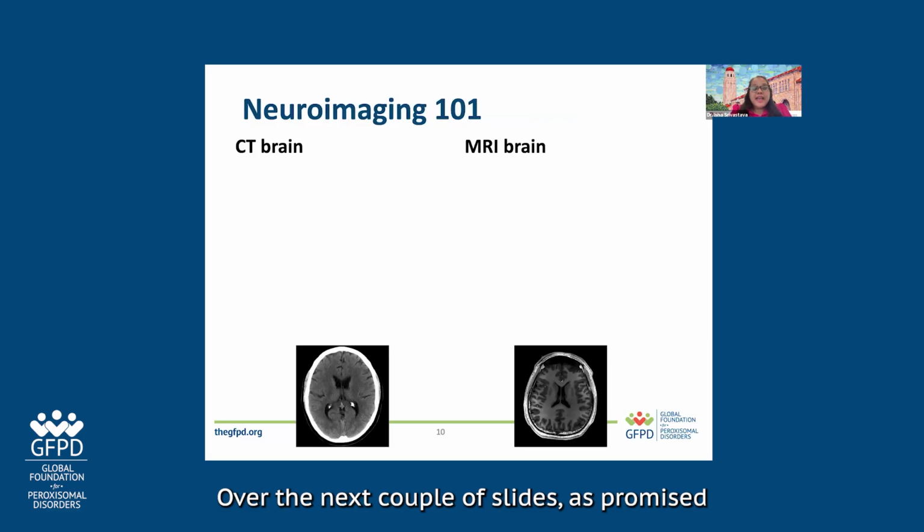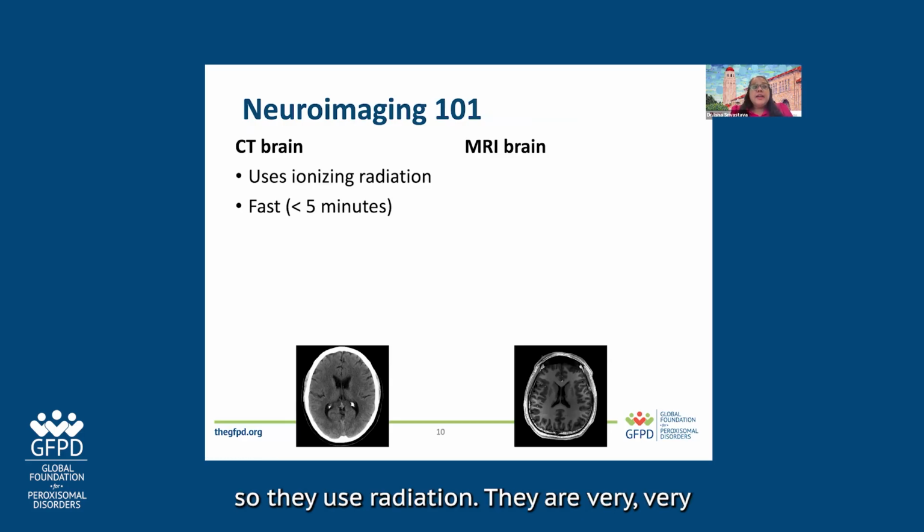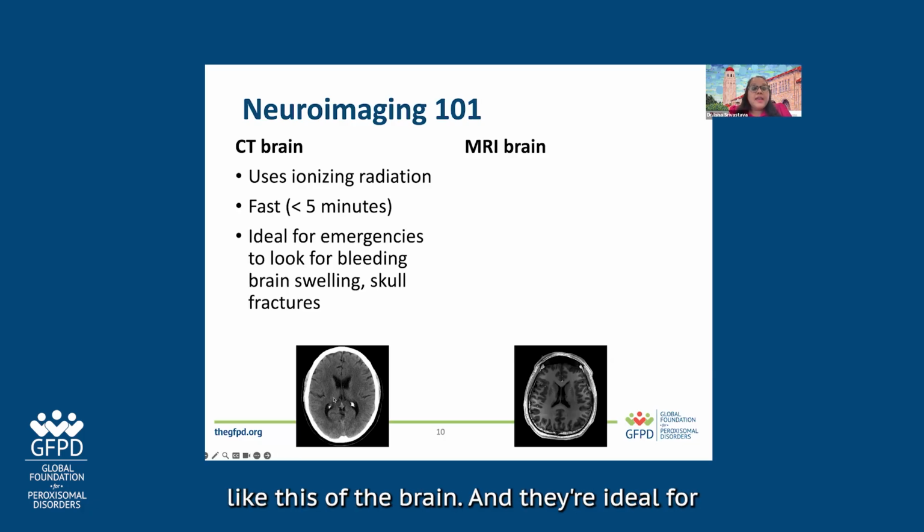Over the next couple of slides, as promised, I want to talk a little bit about the neuroimaging and the neurodiagnostic testing that I talked about. The two most common neuroimaging modalities are CT, and I'll focus on the CT of the brain, and MRI brain. And down here are two examples of what these pictures of the brain may look like. As many of you may know, CT is based on a series of X-rays. So they use radiation. They are very, very fast, 5 to 10 minutes, and you get a picture like this of the brain. And they're ideal for imaging where we need quick snapshots of the brain, ideal in emergencies to look for big changes in the brain.